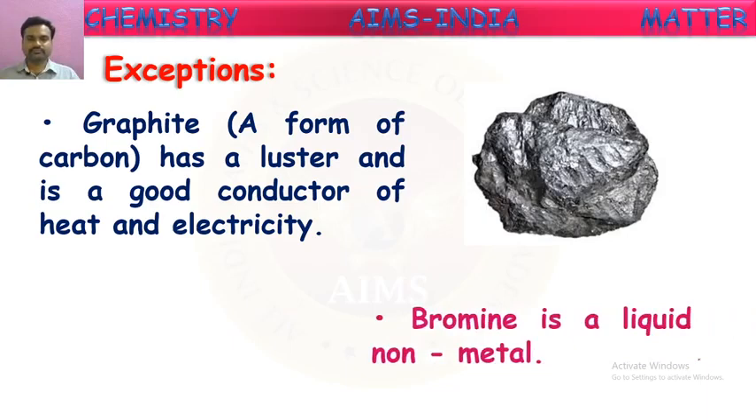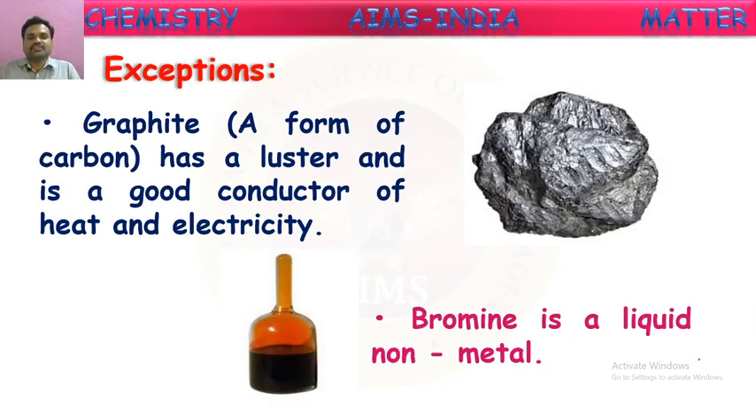Next one, bromine. Bromine is a liquid non-metal. Out of all the metals, only one is in the liquid state, that is mercury. Out of non-metals also, only one is in liquid form, that is bromine. Bromine is a reddish-brown liquid at room temperature. The remaining ones are either solids or gases. Only one is liquid, that is bromine.